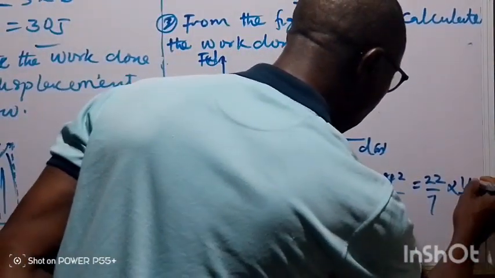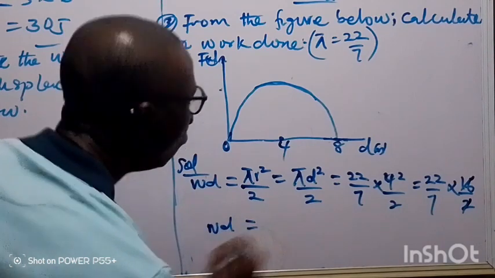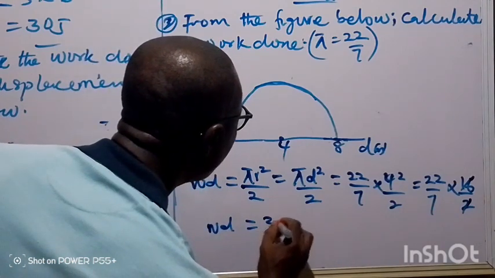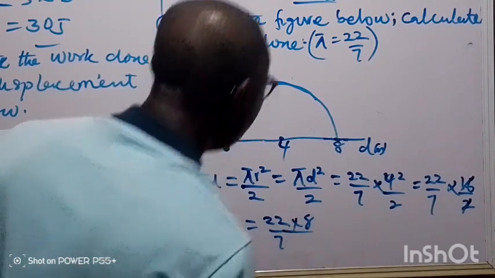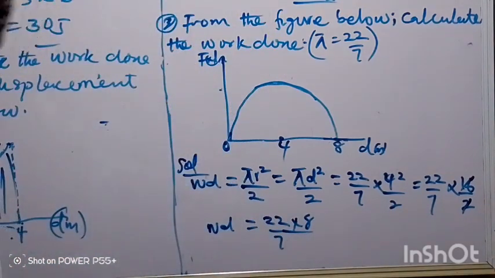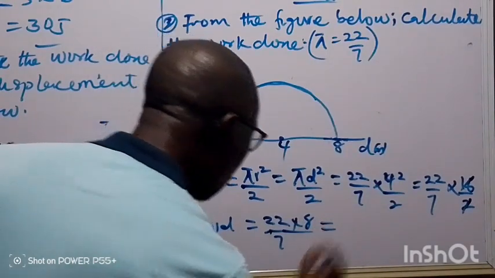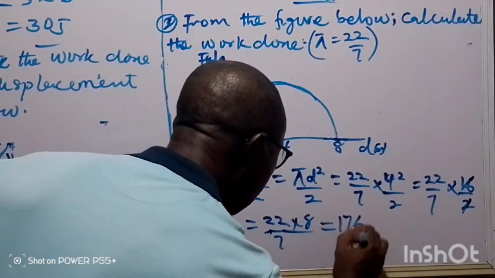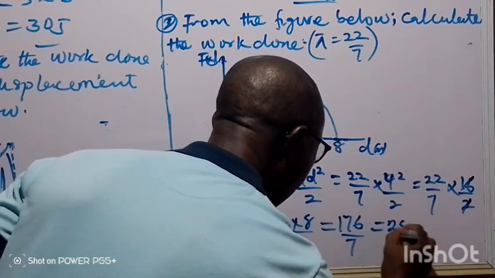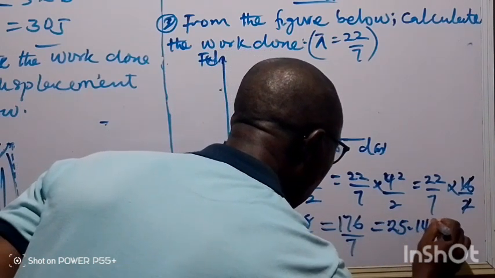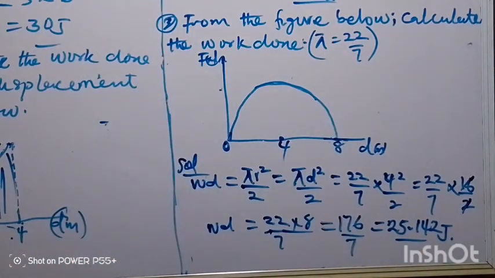So we cancel this one, that is 8. So we are going to have work done is equal to 22/7 multiplied by 8. 22 multiplied by 8 will give us 176, then divided by 7. So the answer will be 25.142 joule. That's the solution to example 3.